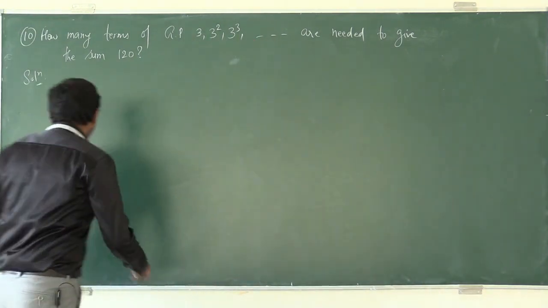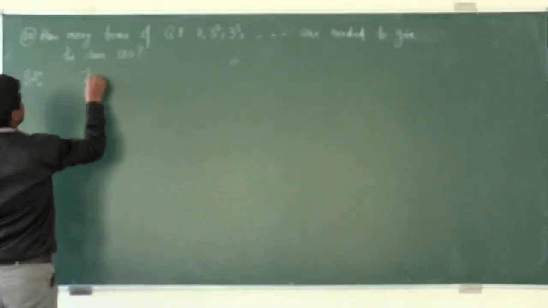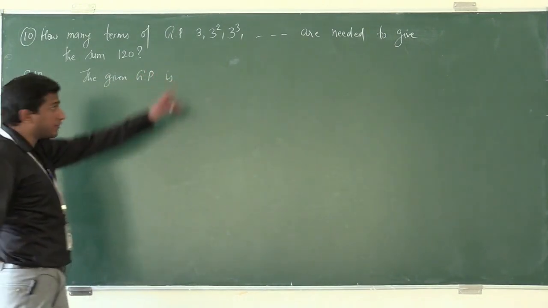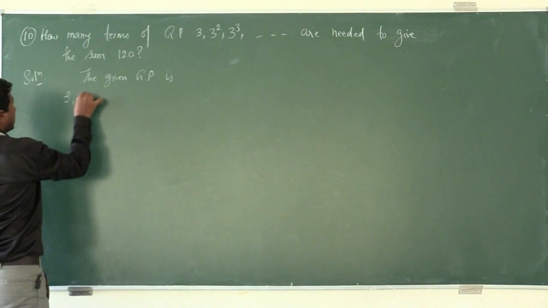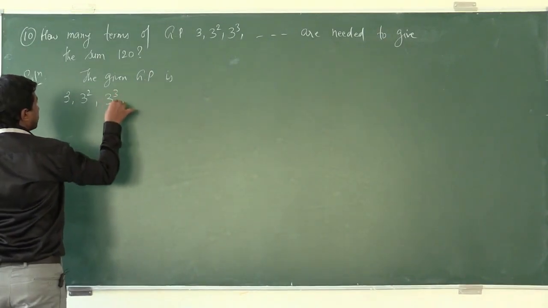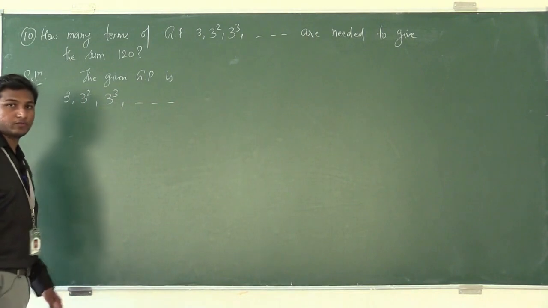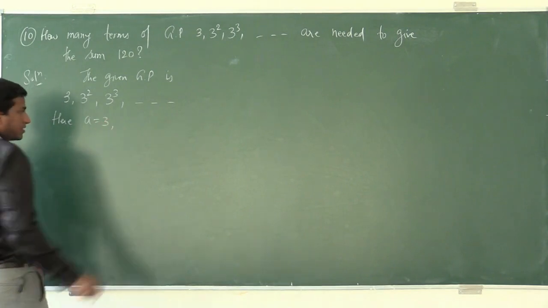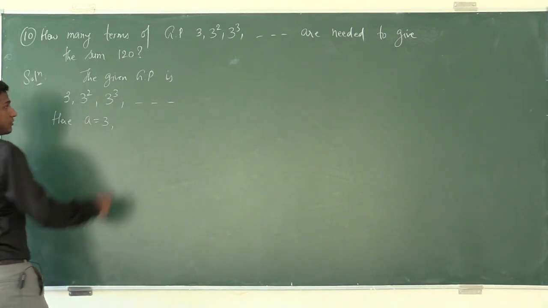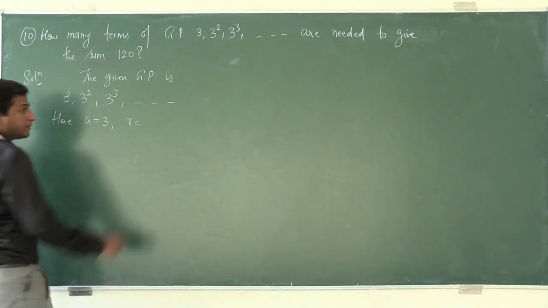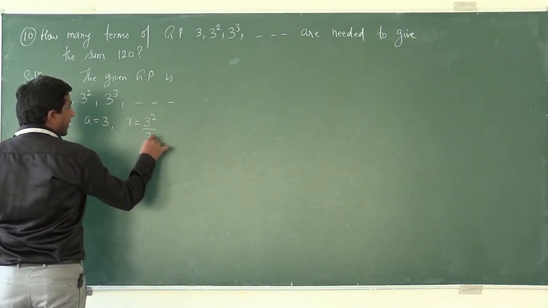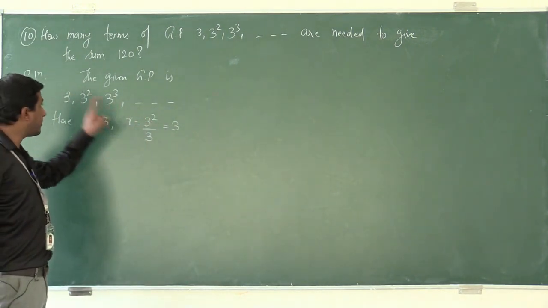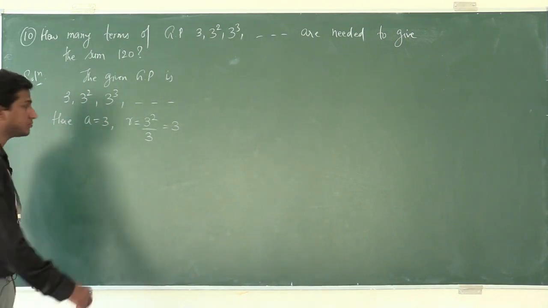We will start the solution like this. Okay, the given GP is 3, 3 square, 3 cube, and so on. Here, what is the first term? First term is 3, so I write a equals 3. What is the common ratio r? 3 square by 3 gives us 3. So the first term is 3, and the common ratio is also equal to 3.